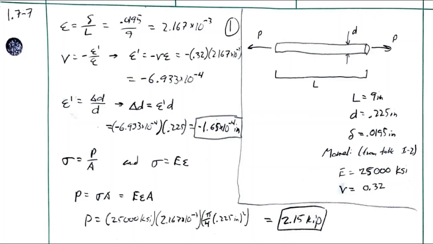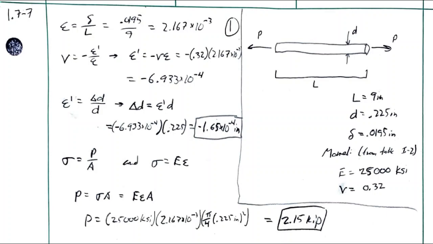Moving on to the third and final problem, we have once again a bar, this time made of Monel metal, which is an alloy, being pulled, and we are told the change in length, or the delta, which you can see over in the box on the right, is 0.0195 inches. And from that, they want us to find the change in diameter as well as the force that's being applied.